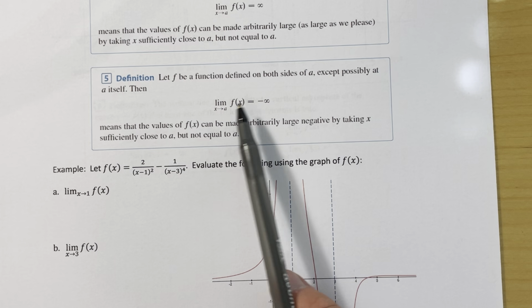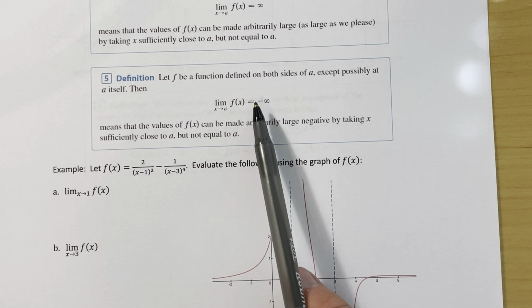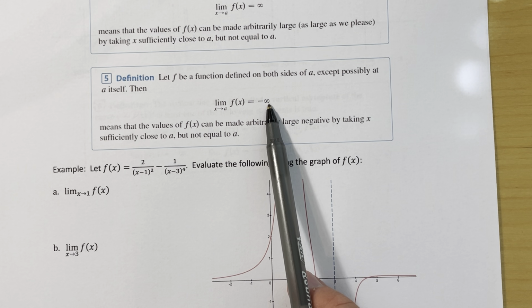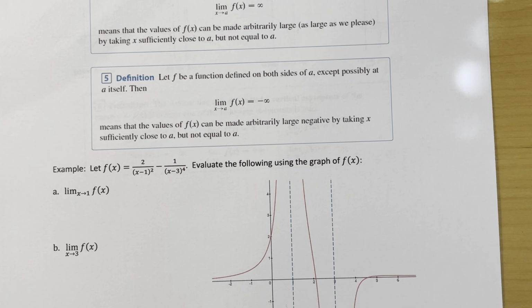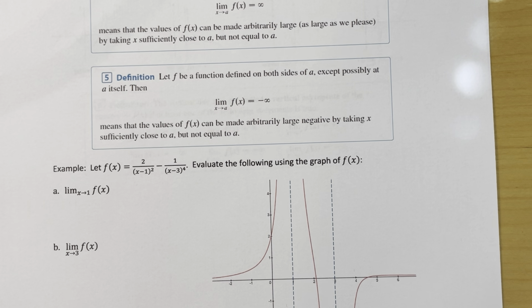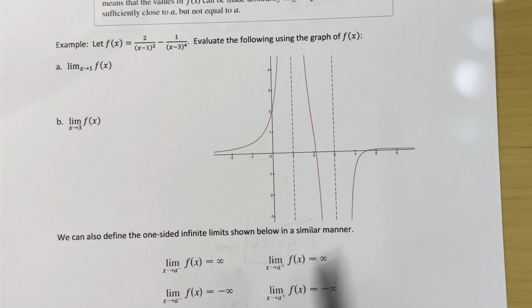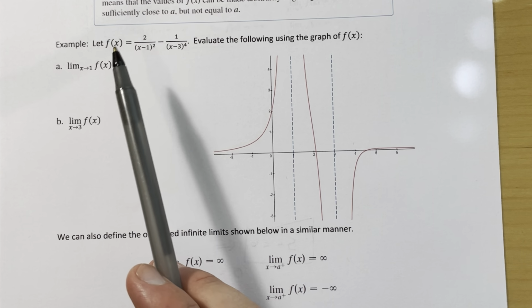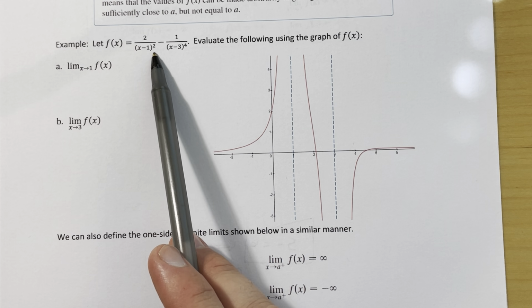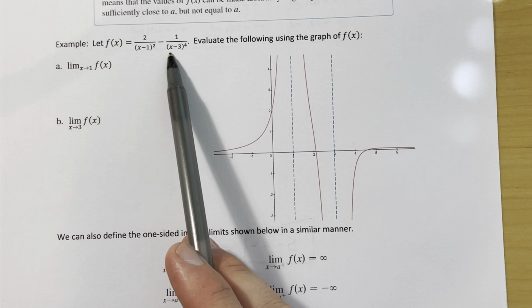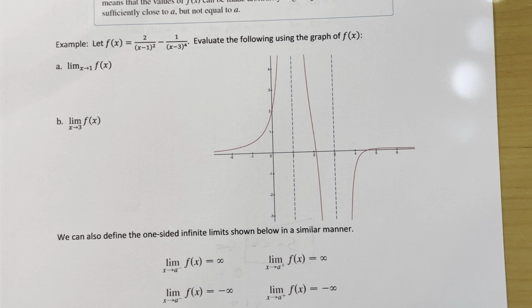In this case, the function f of x will be made as small as we wish as x approaches a. And in this case, by small, we don't mean close to 0, we mean very, very far in the negative direction. So to make this a little more concrete, let's look at an example. Here's a function that we're going to be looking at the graph of: f of x equals 2 over (x minus 1) squared minus 1 over (x minus 3) to the 4th power.